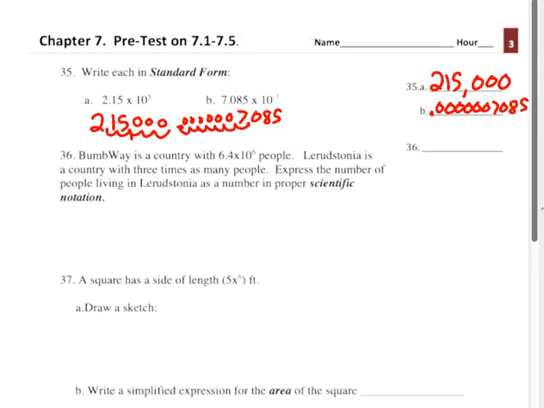So positive exponent moves it in the positive direction of a number line. Negative exponent moves it in the negative direction of a number line.